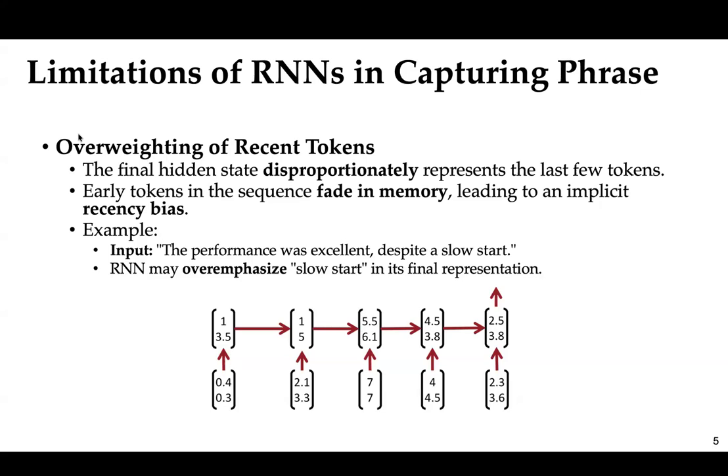So the example input: the performance was excellent despite slow start. RNNs may overemphasize slow start in its final representation, rather than the performance was excellent, okay? So this is going to give you a problem.